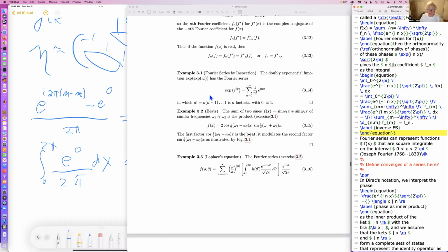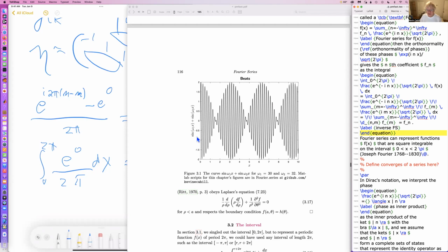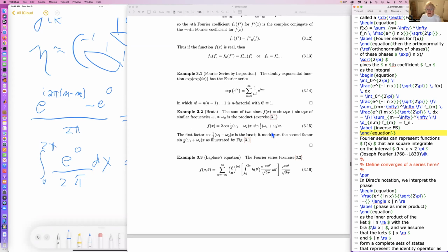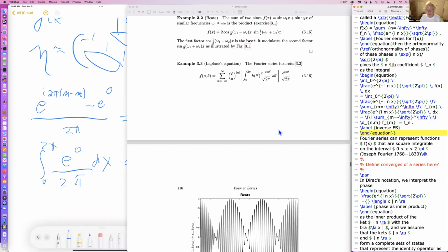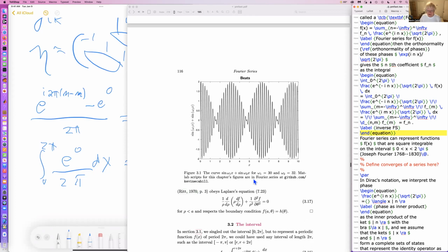Anyway, here you can look at these two examples, and I urge you to look especially at example 3.2. You just add two sine functions together, and you get beats. That's because the sum of two sine functions by a trig identity is a cosine of the difference times a sine of the sum. And so you get this real jitter here, and then you get these beats.